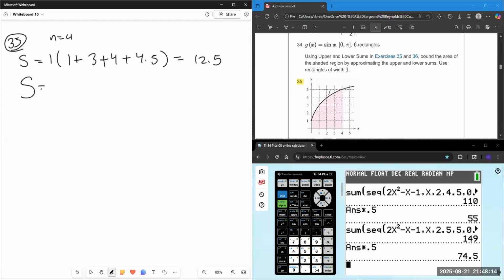And our capital S is 1 times, and we'll start with our right endpoints. So this will be 3 plus 4 plus 4.5, and we'll get a right endpoint over here of 5. So this is 7, 11.5, 16.5. And our actual area will be somewhere between 12.5 and 16.5.